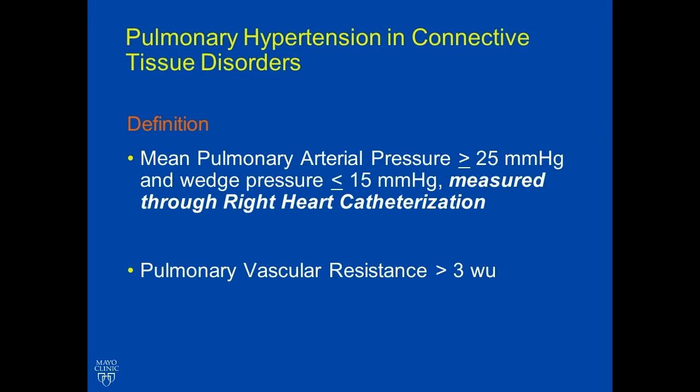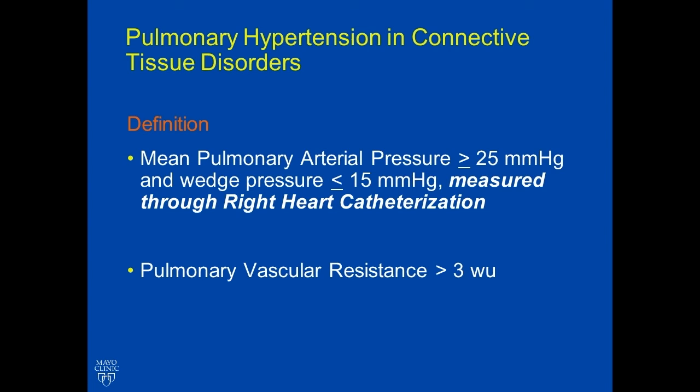Pulmonary hypertension is defined as the presence of mean pulmonary arterial pressure over 25 millimeters of mercury and wedge pressure less than 15 millimeters of mercury. These measurements are based on right heart catheterization. It's not based just on what is seen on the echocardiogram, and that's the first message. Those patients require heart catheterization to be diagnosed.